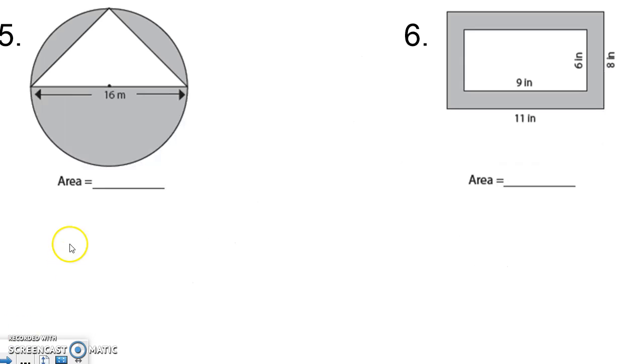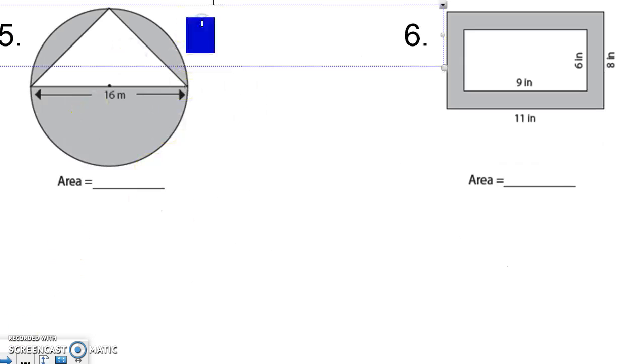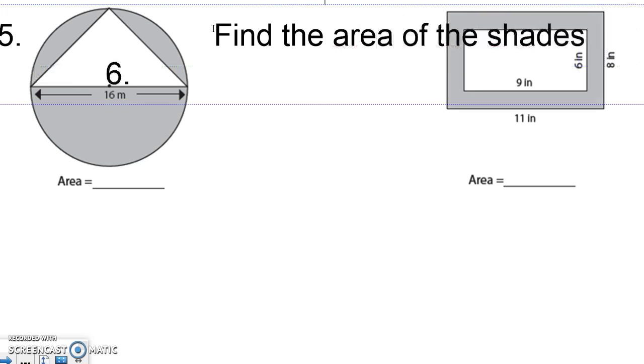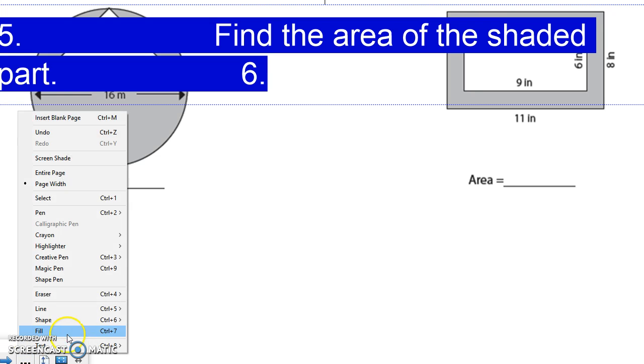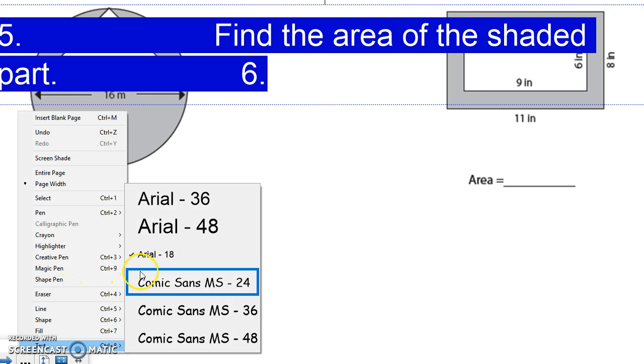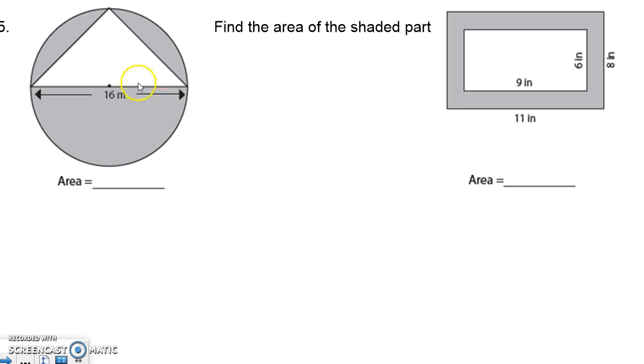All right, let's do the last two. So these last two, the directions on these are find the area of the shaded part. So it's a little bit different. Let me make this smaller. So this is number 5. I'm actually going to start with number 6.